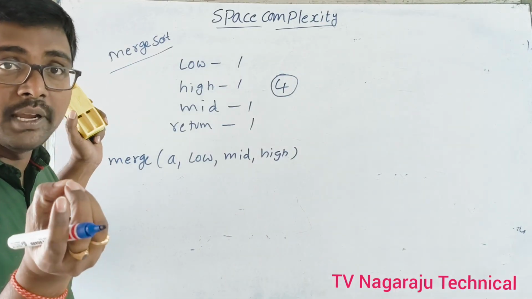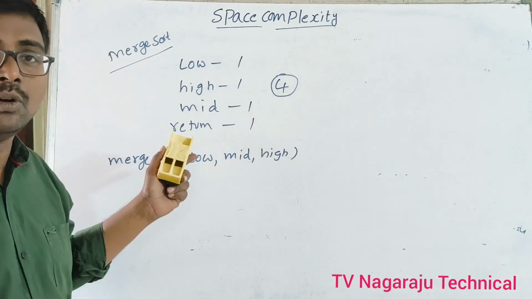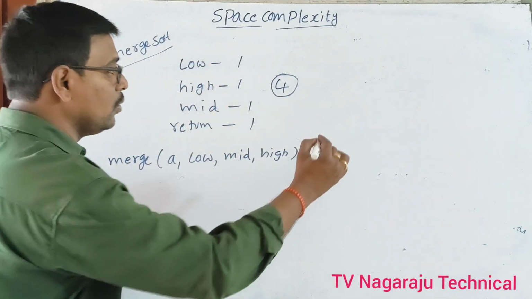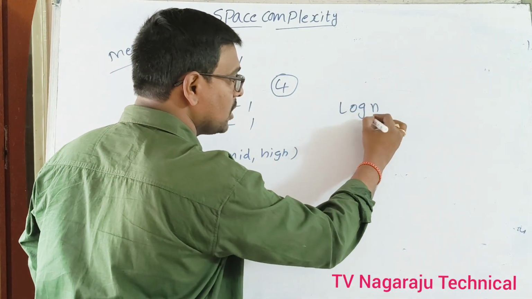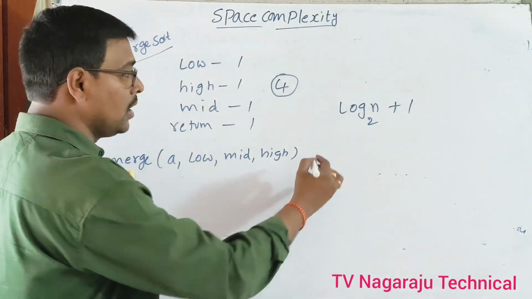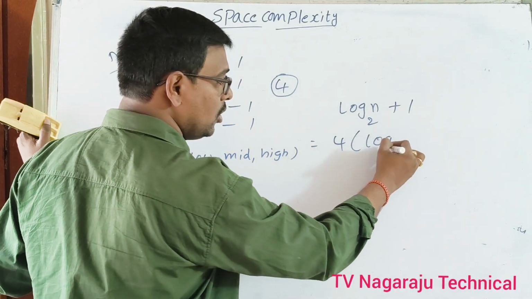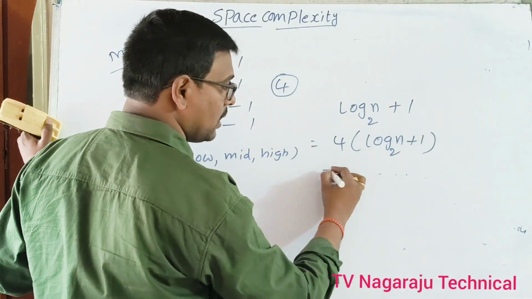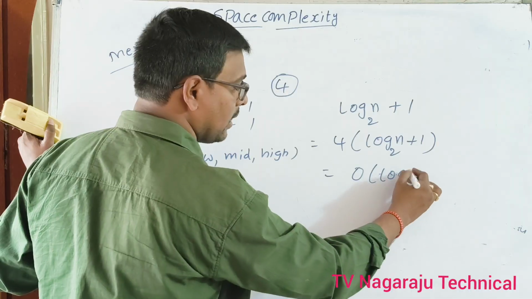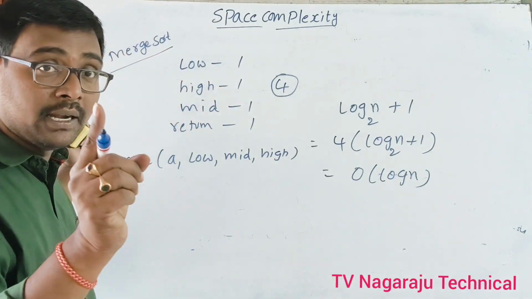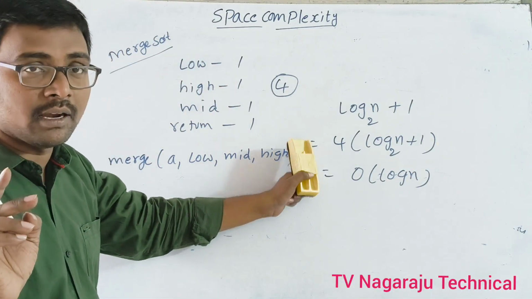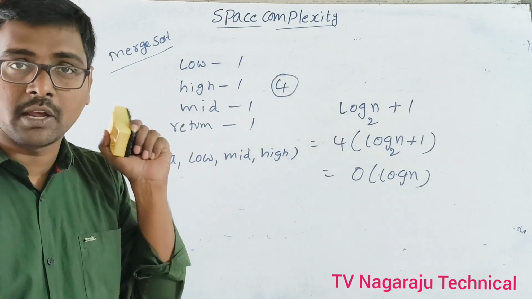Now the depth of the recursion is also n by 2, n by 2. Obviously the depth of recursion is log n base 2 plus 1. So what is the total space complexity? 4 into log n plus 1. That is big O of log n. But remember, this is not the correct one. This is the general approach we are using.